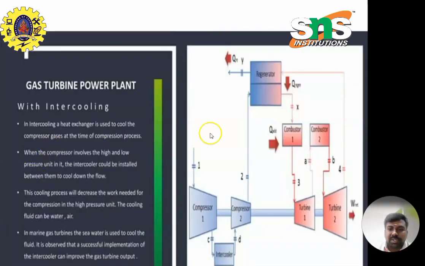So this is the layout of a simple gas turbine power plant with intercooling. In intercooling, a heat exchanger is used to cool the compressor gases during the compression process. When the compressor involves a high and a low pressure unit, the intercooler can be installed between them to cool down the flow. The cooling process will decrease the work needed for compression in the high pressure unit. The cooling fluid can be water or air.